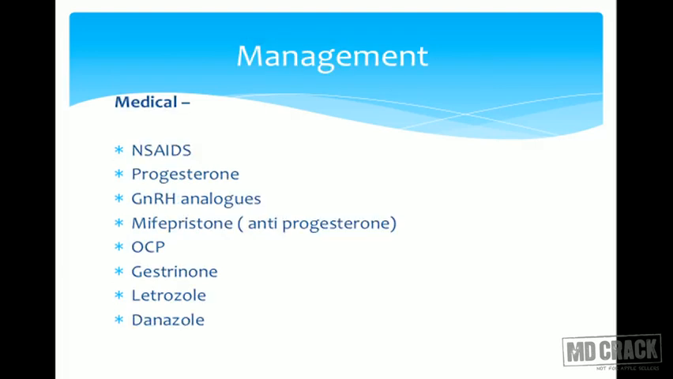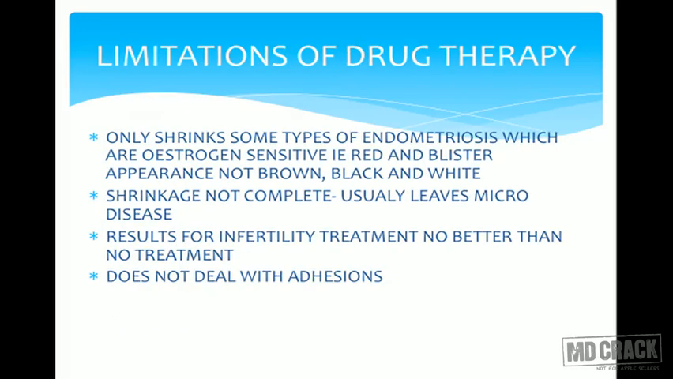How to manage endometriosis? Medical management and surgical management. In medical management, we have to manage pain first and then the lesions. Pain can be managed with the help of NSAIDs. There is one more slide where I will tell you what things can be done for pain. For the lesion management, we can have drugs like progesterone, GnRH analogs, antiprogestogen like mifepristone. OC pills are quite commonly used in practice as a treatment for endometriosis. Gestrinone, letrozole and danazol can also be used.